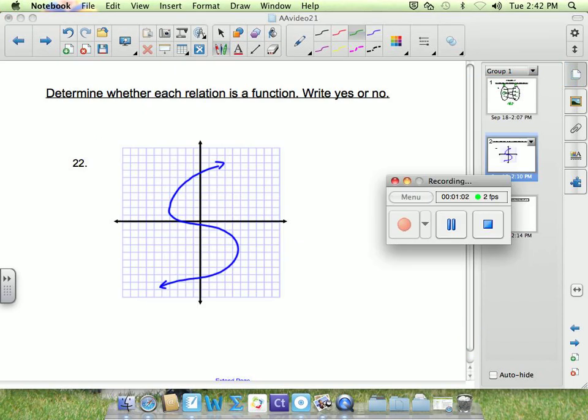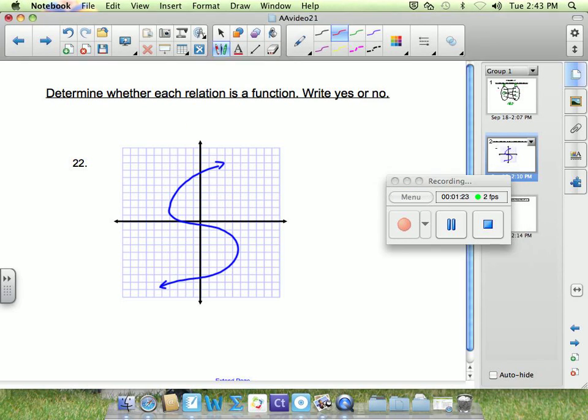Along the same line is something like number 22, but instead of looking at a table of values, we have a graph. When we have graphs, we have a special thing to check for one x value giving us one y value. That special test is called the vertical line test. If you can imagine a vertical line going through the graph, if that vertical line hits more than one spot, which this one does in number 22, then we have the same situation where this is not a function.